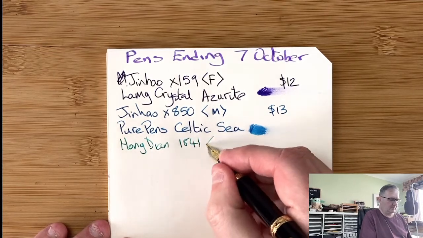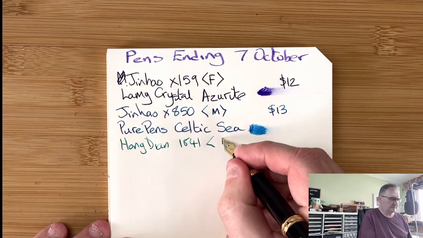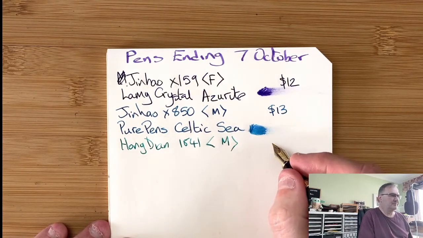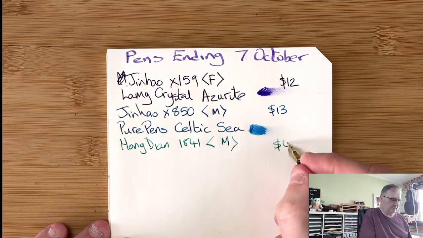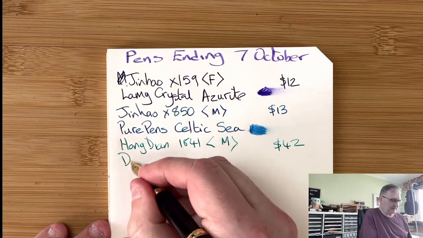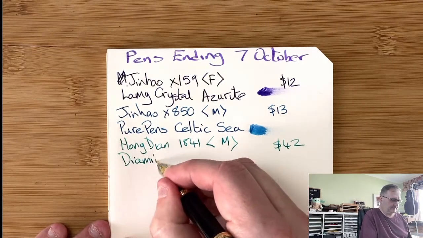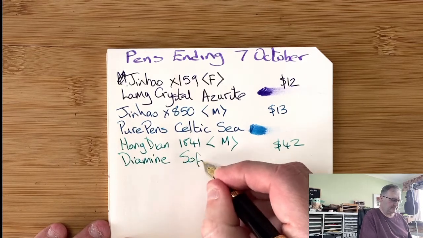1841. This has got, I believe, a medium nib. And price wise, you're looking at 42 Aussie dollars. The ink by Diamine, and it's Soft Mint.